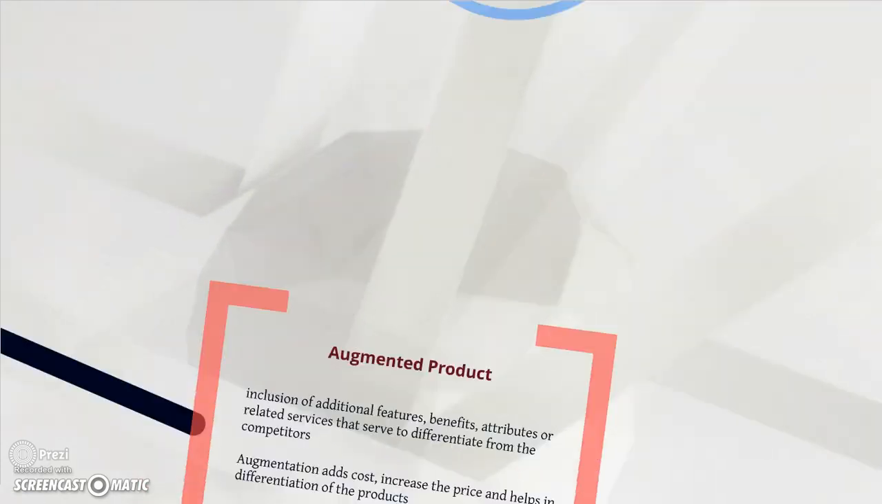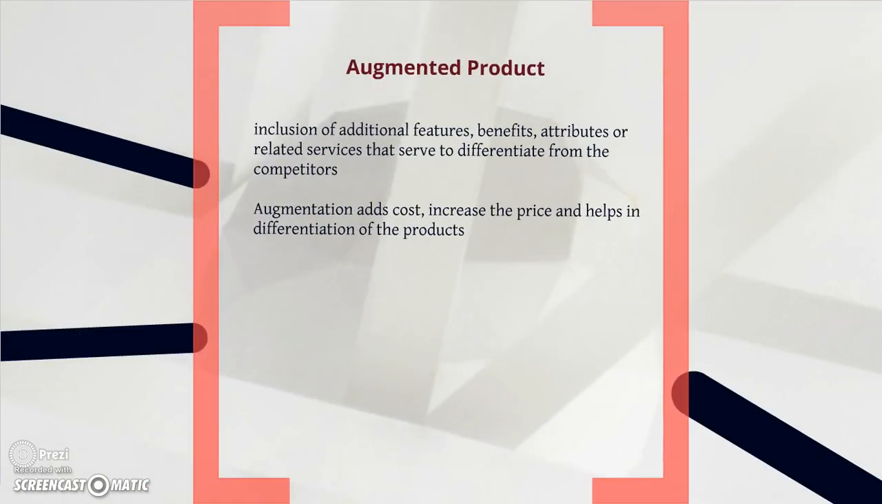Next, the fourth level is called augmented product. And this is where the marketers play a major role, where they will try to compare and contrast their product with the competitor product, and they will try to provide an additional benefit in the product that they are manufacturing that will help them to position higher than the competitors.